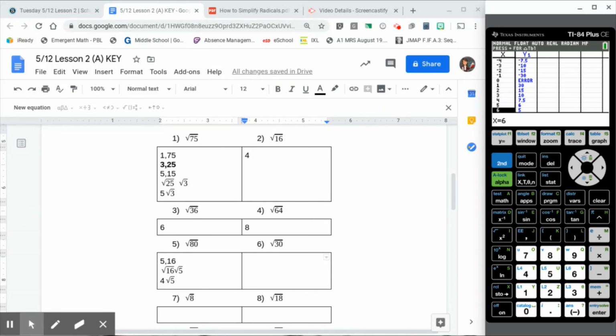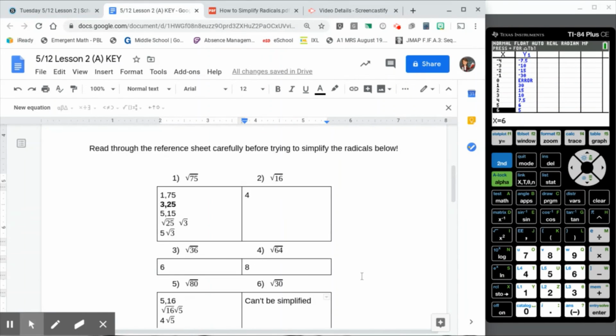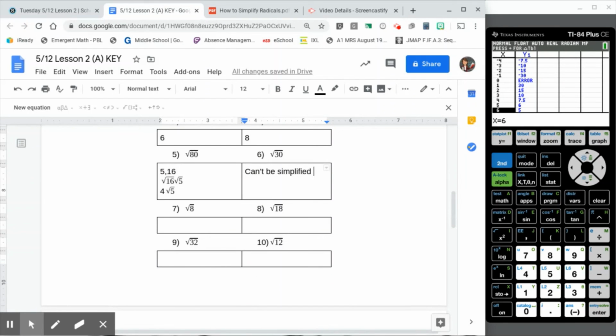Now look at them, try to find the largest perfect square. You'll notice the largest perfect square is 1, and that's it. Now, if I were to simplify it, it would be the square root of 1 times the square root of 30. Square root of 1 is 1. It would be 1 radical 30. But guess what? That's the same thing as radical 30. So this one can't be simplified. So this one we would just keep at radical 30. Okay, I want you to pause the video, and I want you to do 7 through 10 on your own right now.